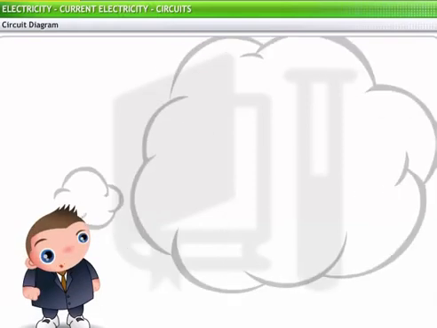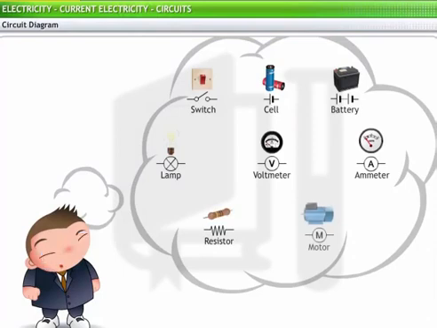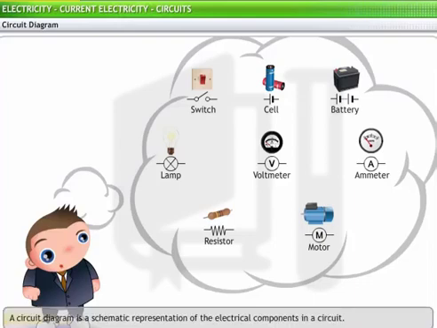Constructing an electric circuit can be a complex task, as a circuit uses various kinds of electrical components. A diagram is drawn to represent the components and flow in a schematic form. This schematic representation of various electrical components using suitable symbols is called a circuit diagram.